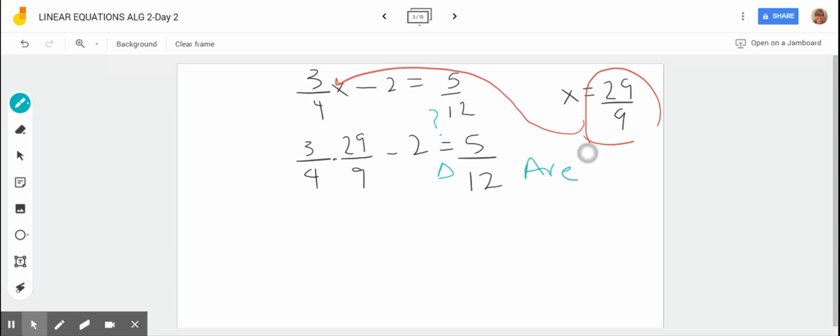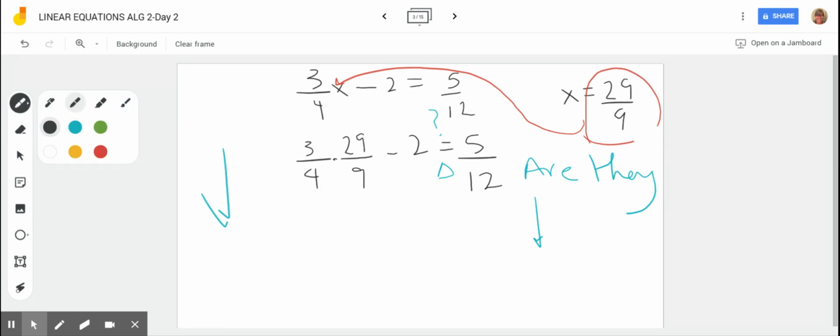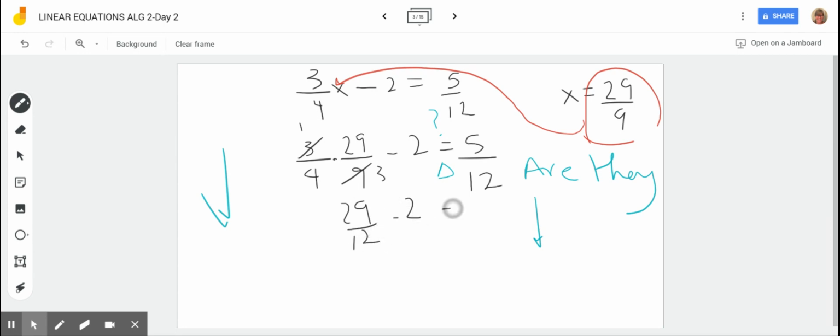Are they? So you only work one side down and the other side down, but you don't work across. You don't subtract from both sides. Never do that. You're just trying to validate that they're equal. So here, you can either multiply across like this, or you can cancel. 3 goes into 3 one time, 3 goes into 9, 3. So you get 29/12 minus 2.